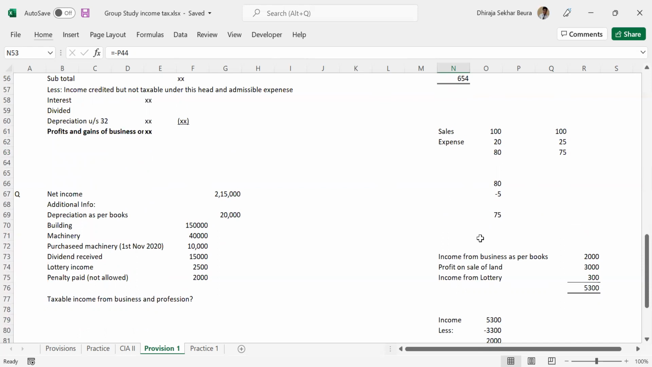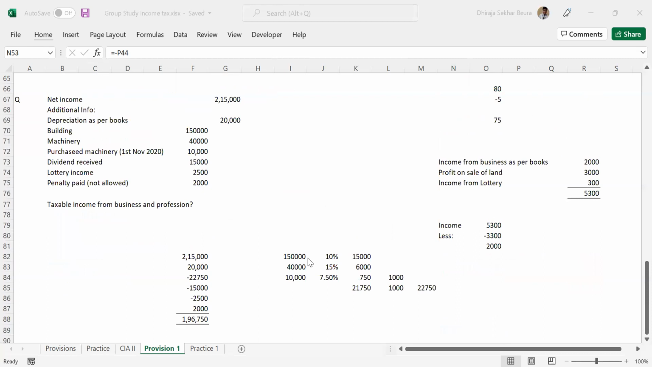So if this amount is not given, can we directly multiply with the block amount, calculate the amount and deduct it? If depreciation as per books is not given in the question, you can assume that it is the same as income tax, so there is no need to do anything. So as per income tax it is 20,000 and as per books also 20,000. You don't have to do anything. Okay.